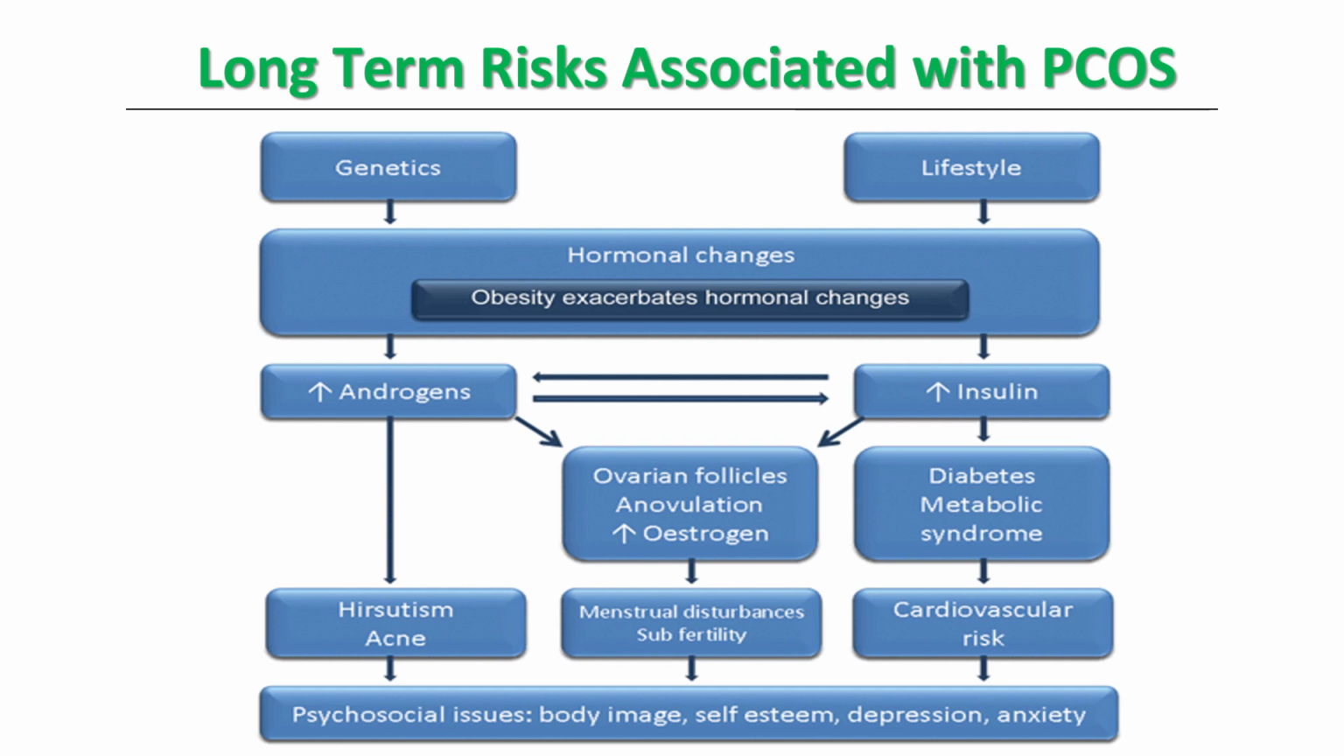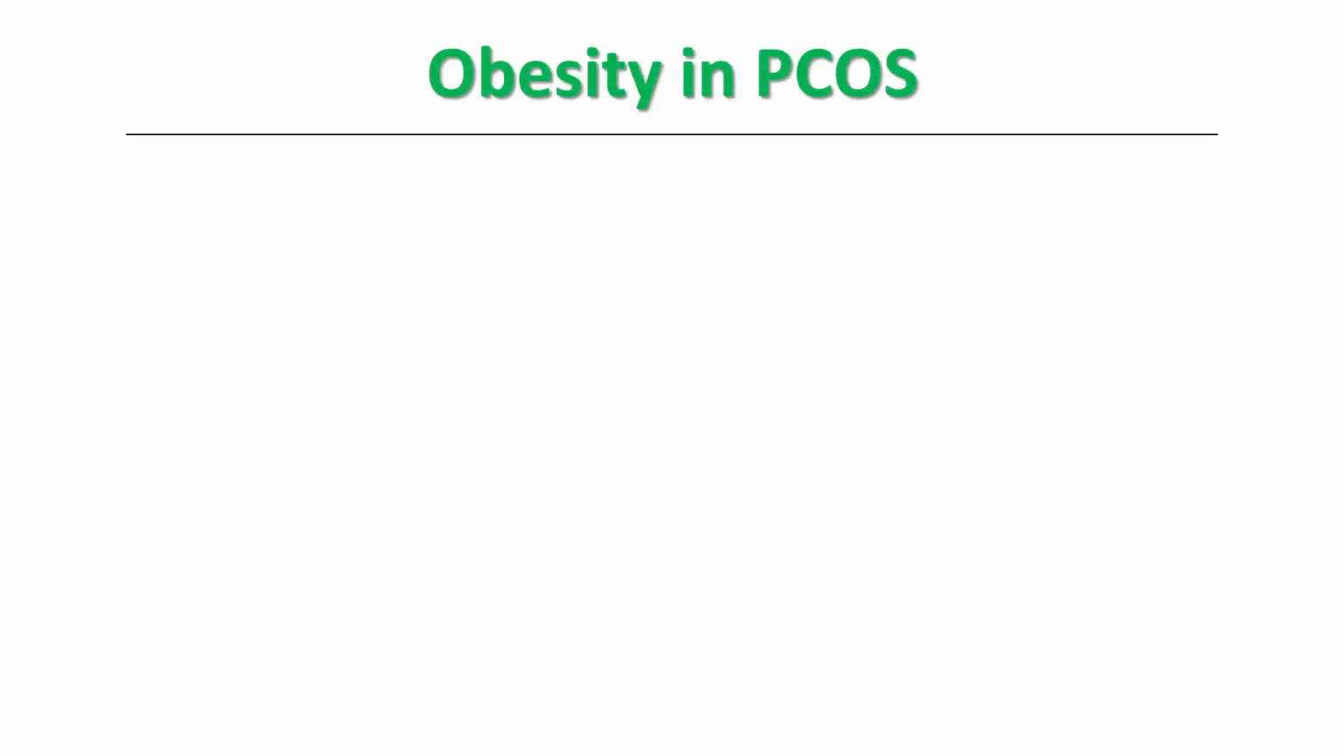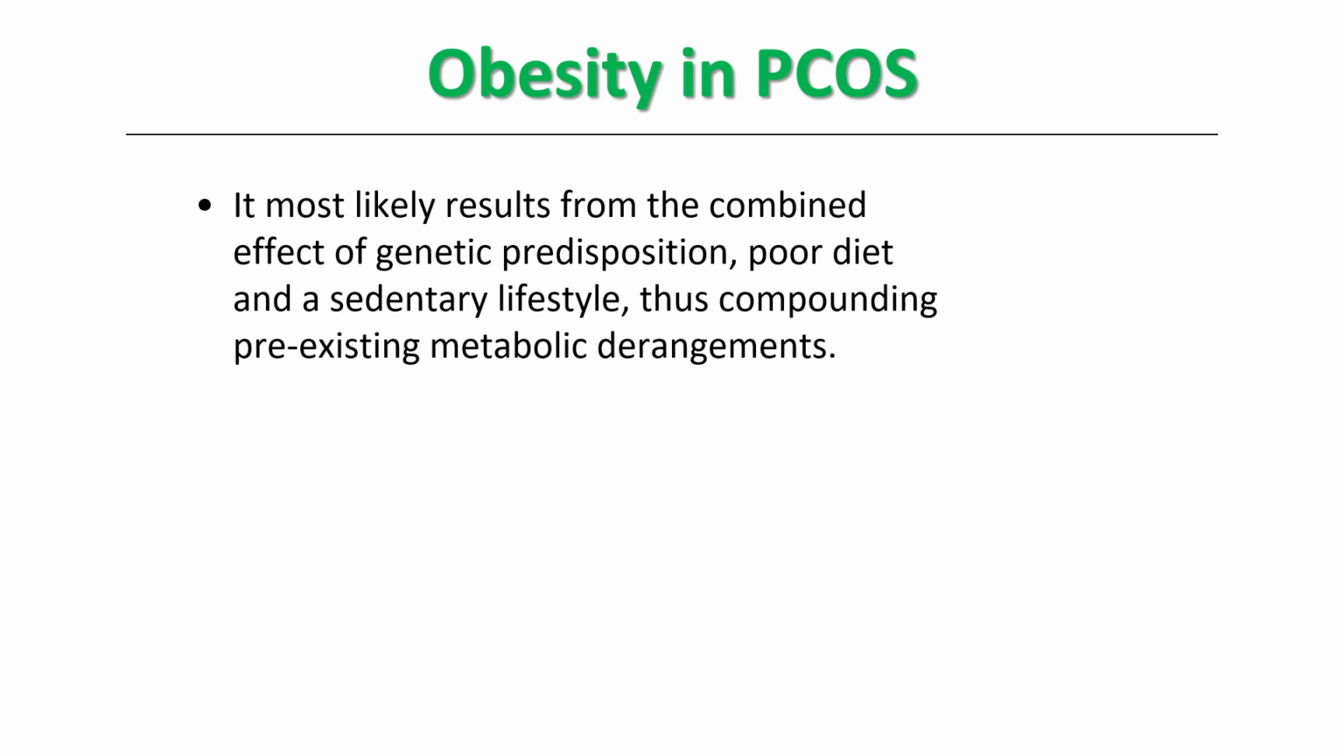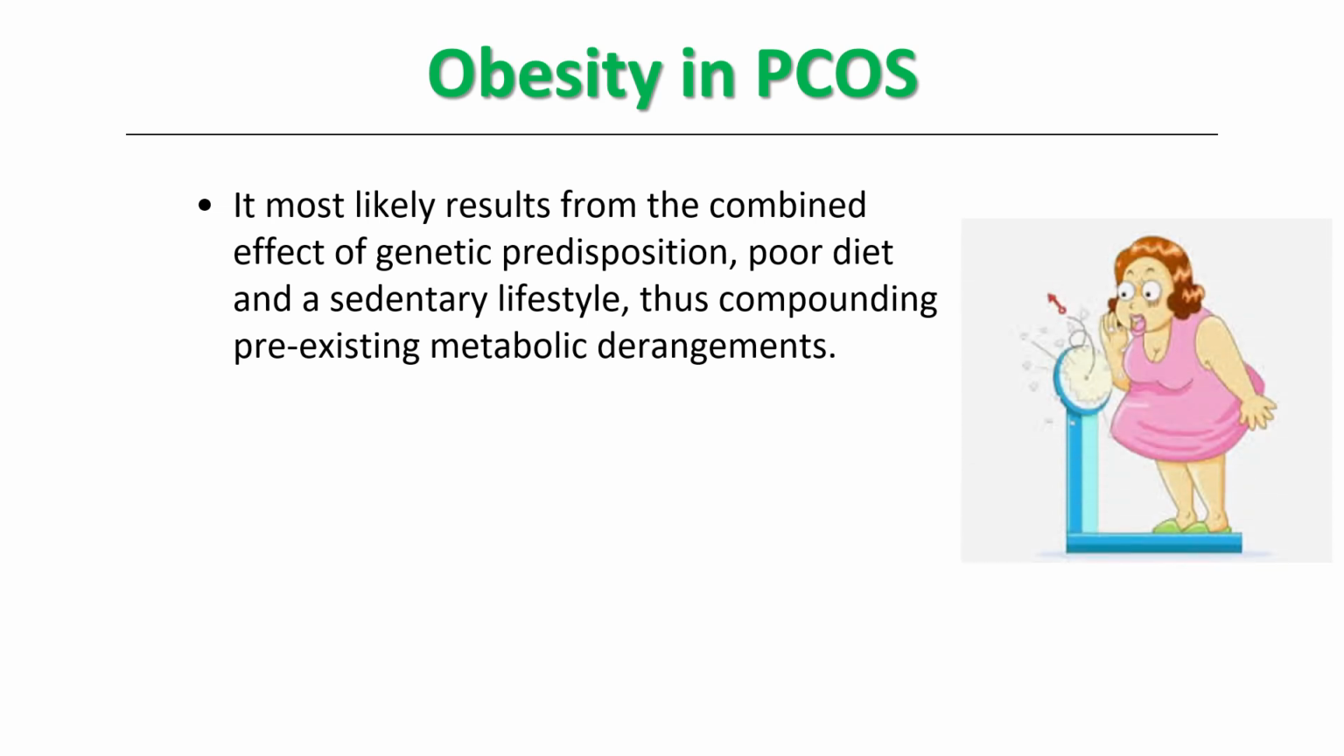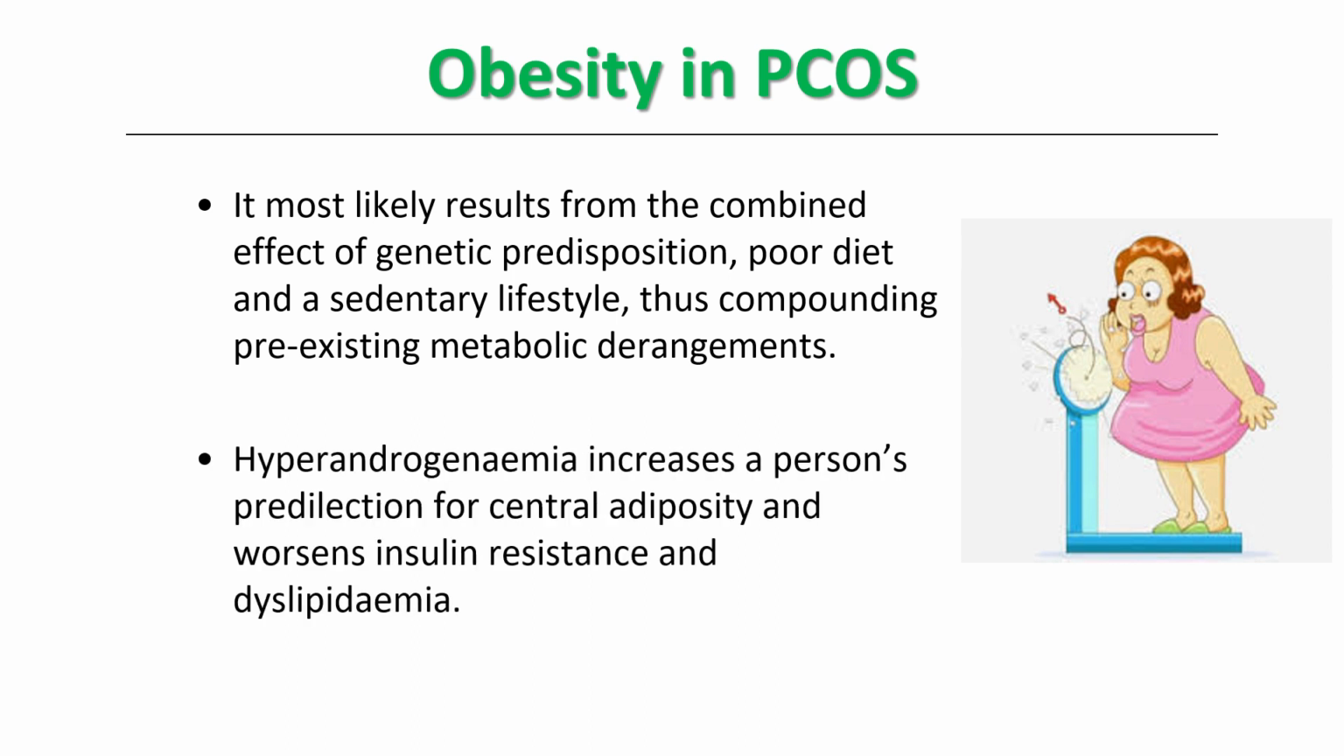So this kind of lifestyle with some undercurrent of genetics is leading to obesity and hormonal changes, which further is a reason for increased levels of androgens and insulin, leading to anovulation, leading to multiple unruptured follicles in your ovaries, and which further lead to all the disorders which we just went through in our previous slides. Obesity in PCOS most likely results from the combined effect of genetic predisposition, poor diet, and a sedentary lifestyle, thus compounding pre-existing metabolic derangements.